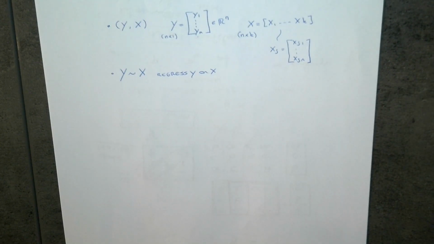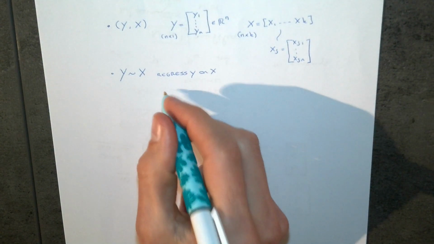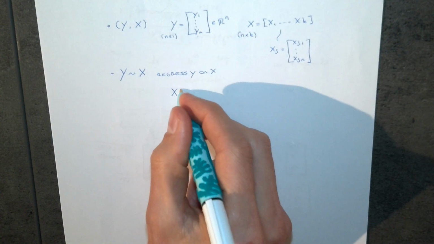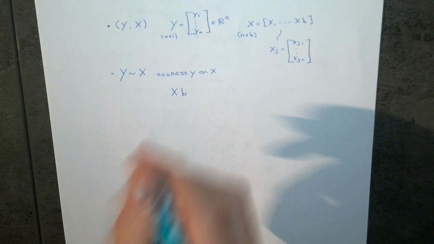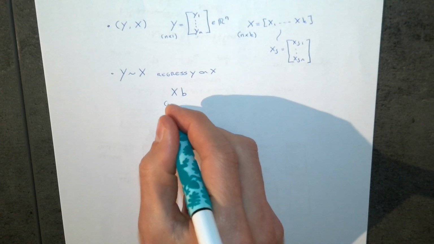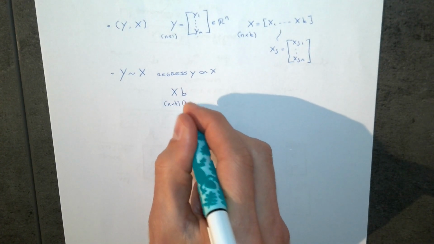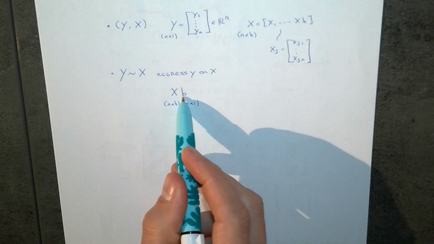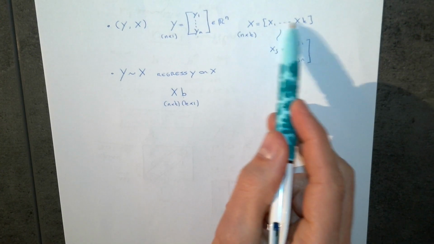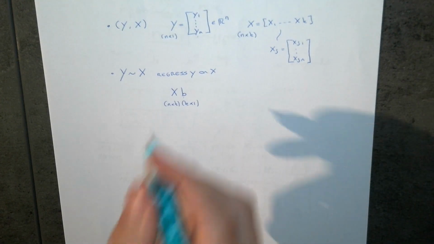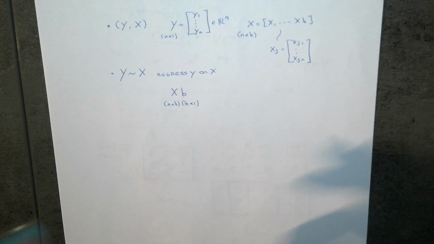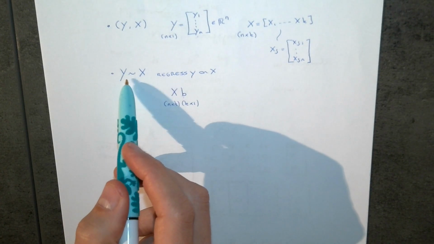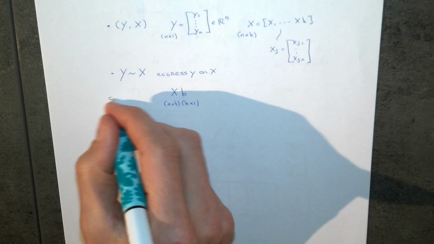So what does this mean, to regress y on x? Well, it basically means that we're going to take a linear combination of the columns in x. So we're going to multiply x by a vector b. So x is n times k, and b is going to be k times 1. So it's going to be a vector of size k. So it's going to take linear combinations of the columns in x. And we're going to do this in order to make x times b as close as possible to y.